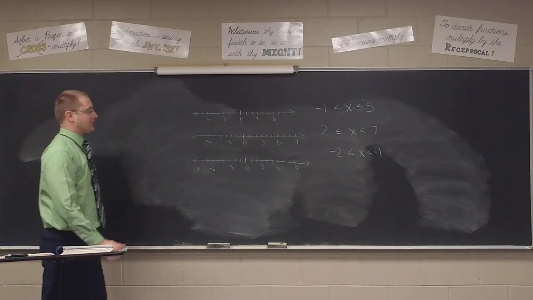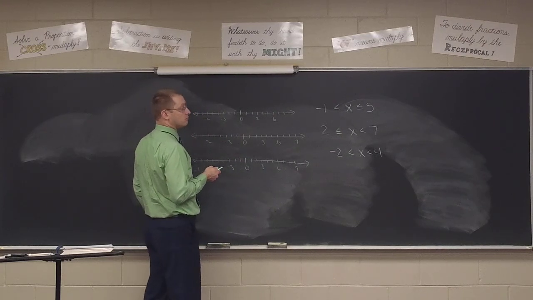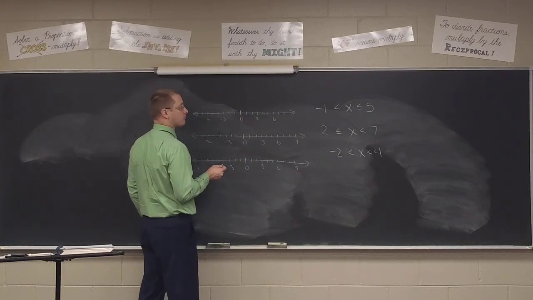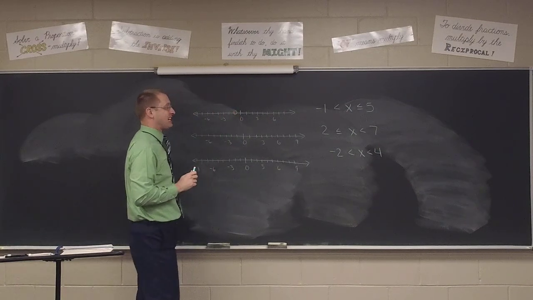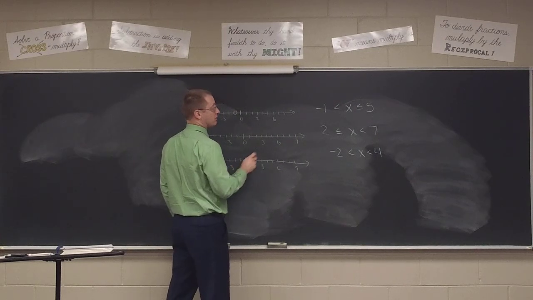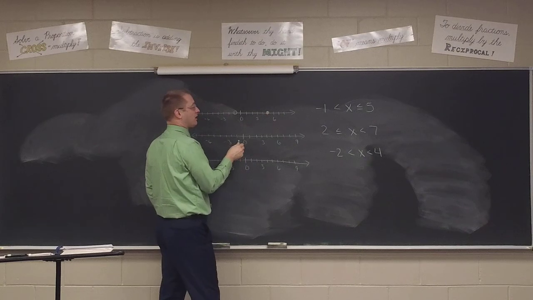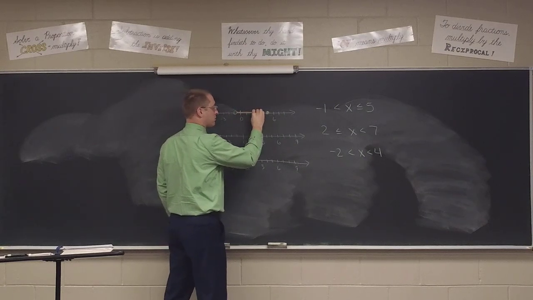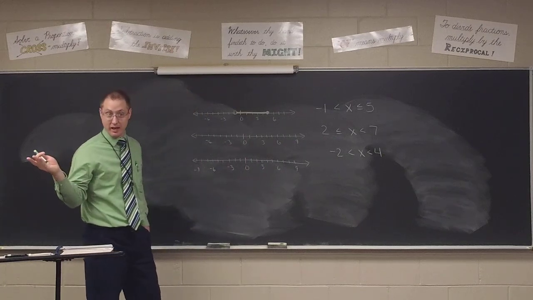On the first one, class, I need to find my first point, which is -1, and I need to put a circle. Then I need to go to my second point, which is 5, and I need to put a solid dot. And then I just shade everything in between. And there's my inequality. We have something like that for the first one.